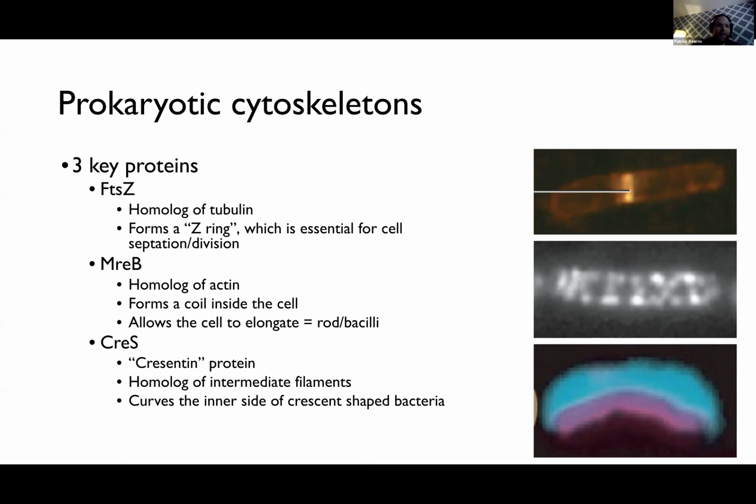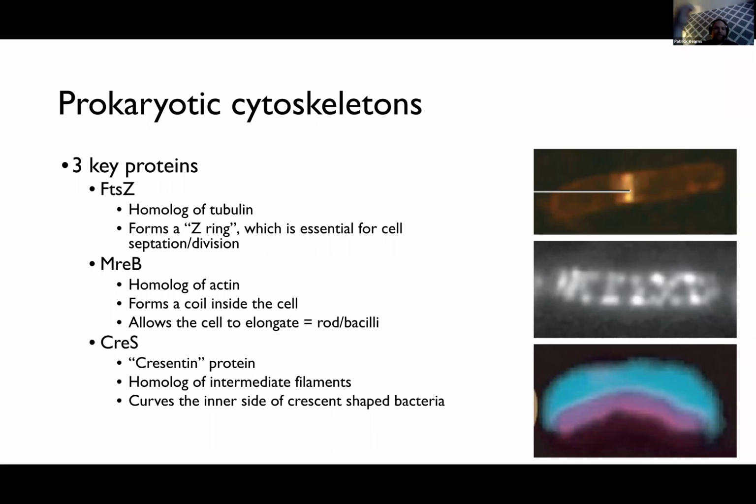It's also the main component of muscle fiber, which allows muscles to be very elastic and stretch. What this does is it forms a coil inside the cell and allows the cell to elongate. So cells that are rod-shaped, or bacilli, it allows these cells to elongate.